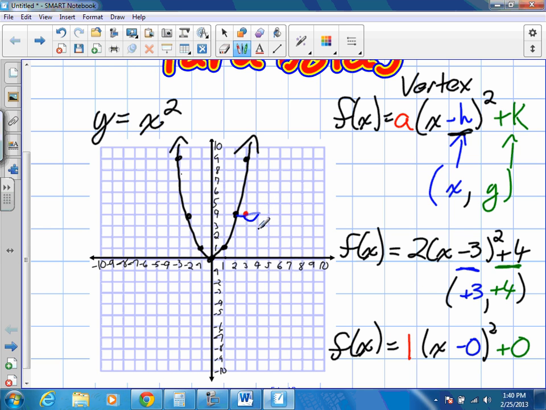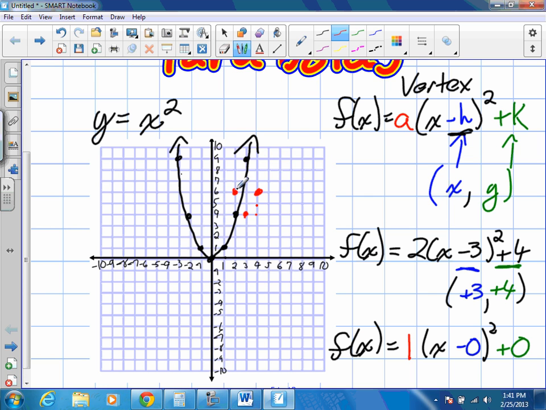What's 1 squared? 1. So I go over 1, and then I have to take that 1 and multiply it by 2. So how many would I go up? 2. So I go over 1, up 2 units instead. 1, 2. And I do the same thing on the other side. I go over 1. 1 squared is 1 times 2 is 2. So here's the other point.